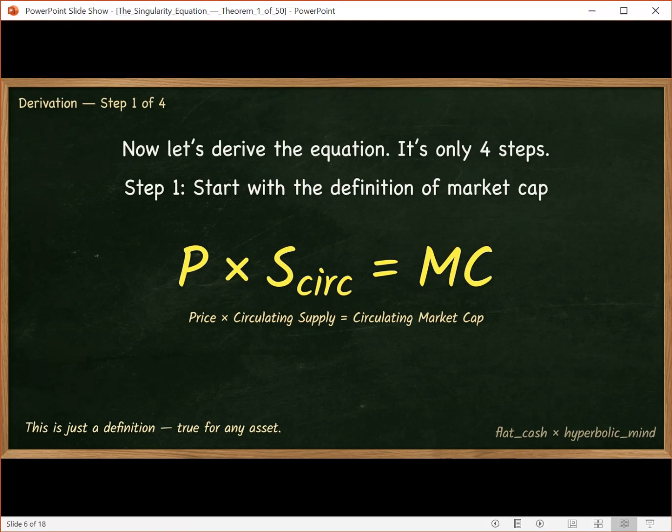Now let's derive the equation. It's only 4 steps. Step 1, start with the definition of market cap. Market cap is nothing but price multiplied by circulating supply. If you multiply these two, you get market cap. Pretty simple. It is true for any asset. You can take any stock, or you can take any crypto asset. You multiply the circulating supply with the price, you get market cap. This is true in stocks, commodities, probably not commodities, but anything which has a measurable circulating supply.